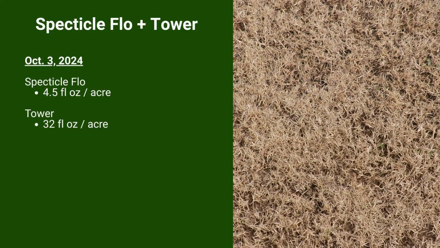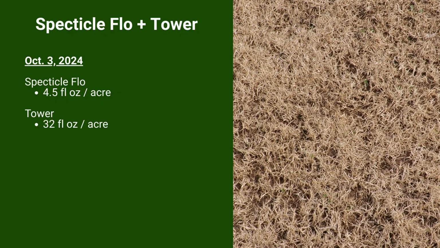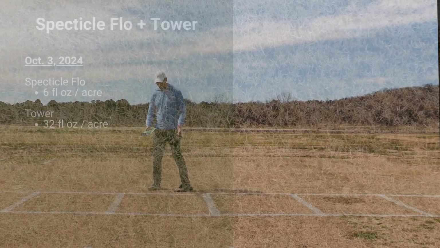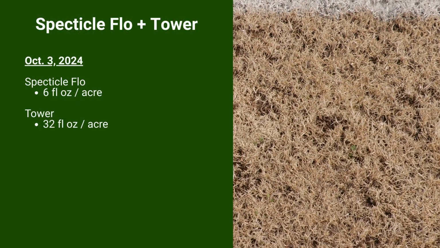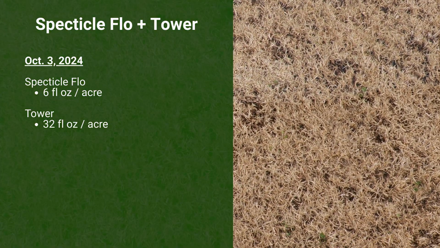Same idea, we've just increased our Specticle Flo rate. Instead of being at 3, now we're at 4.5 ounces of Specticle Flo. We'll go up 1 rate higher, so now this is 6 ounces of Specticle Flo and 32 fluid ounces of Tower.